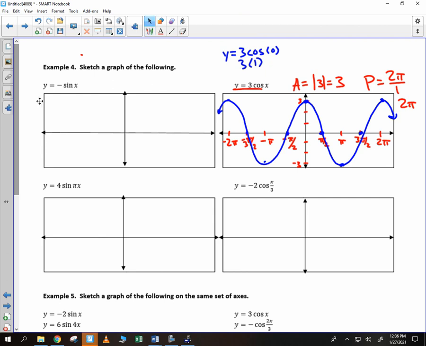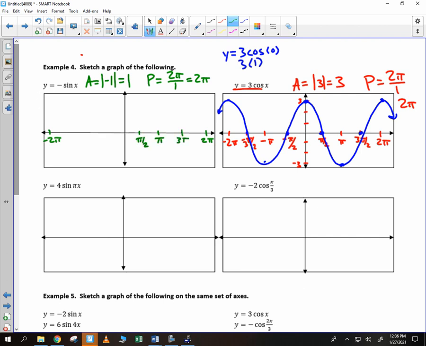The next one we like to graph is negative sine of x. The amplitude is equal to the absolute value of negative 1, which is 1. And the period is equal to 2 pi divided by your b value. B is the number in front of x, or 1, and I get 2 pi. So same thing, we're going to mark off 2 pi and negative 2 pi. Divide it in half to get pi, divide that in half to get pi over 2, and this would then be 3 pi over 2. Negative pi over 2, negative 3 pi over 2.